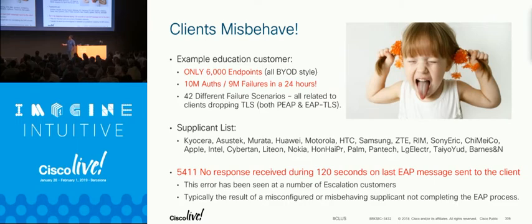They only had 6,000 endpoints, all BYOD devices. It's like a school network where students were allowed to bring in their devices. Look at the amount of data we were getting on this network: 10 million authentications with 9 million failures in 24 hours. Because all these kids pull out their device, open it, and a friend says, hey, you want to play soccer? Yeah, let's go play soccer.